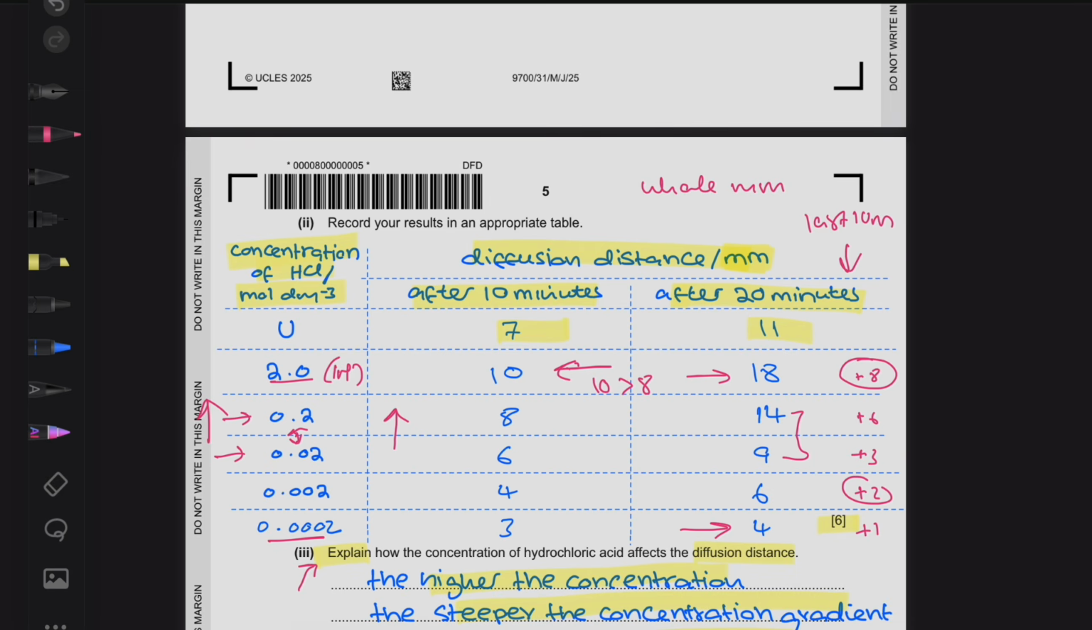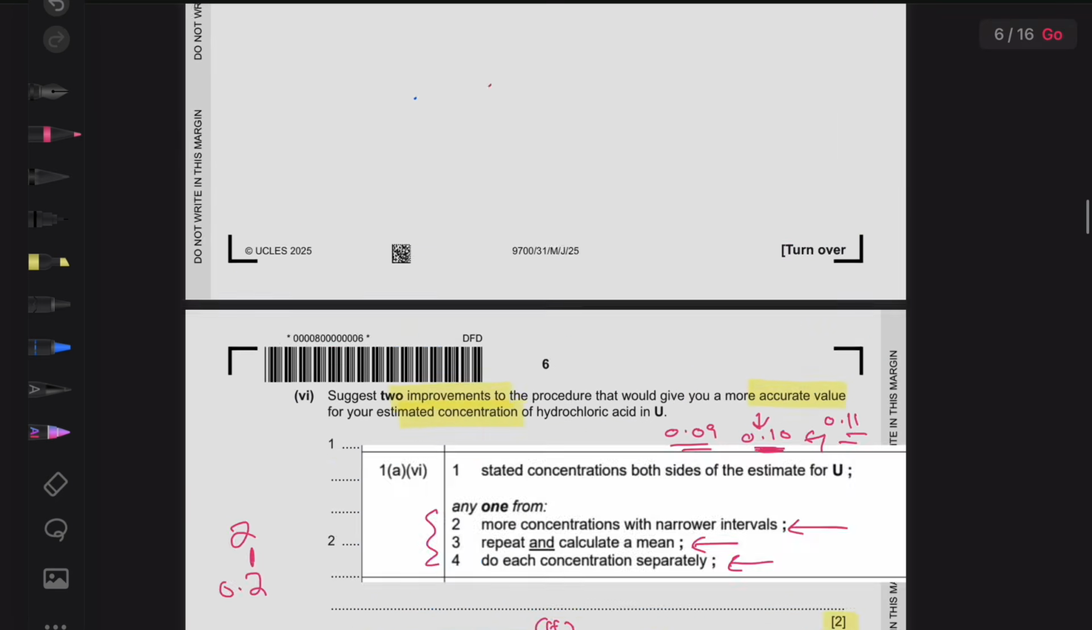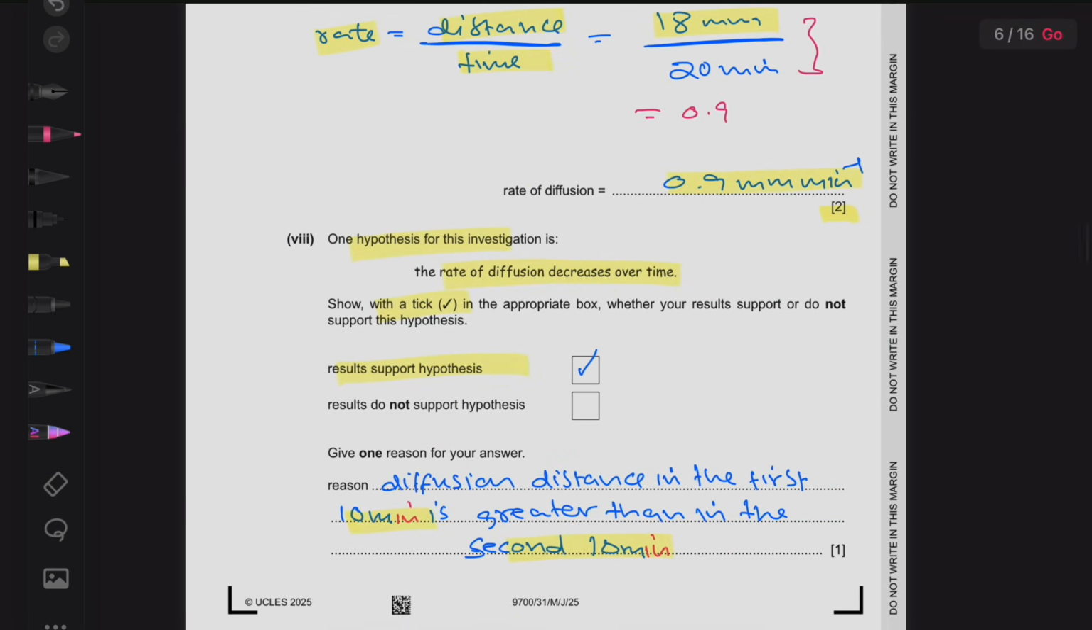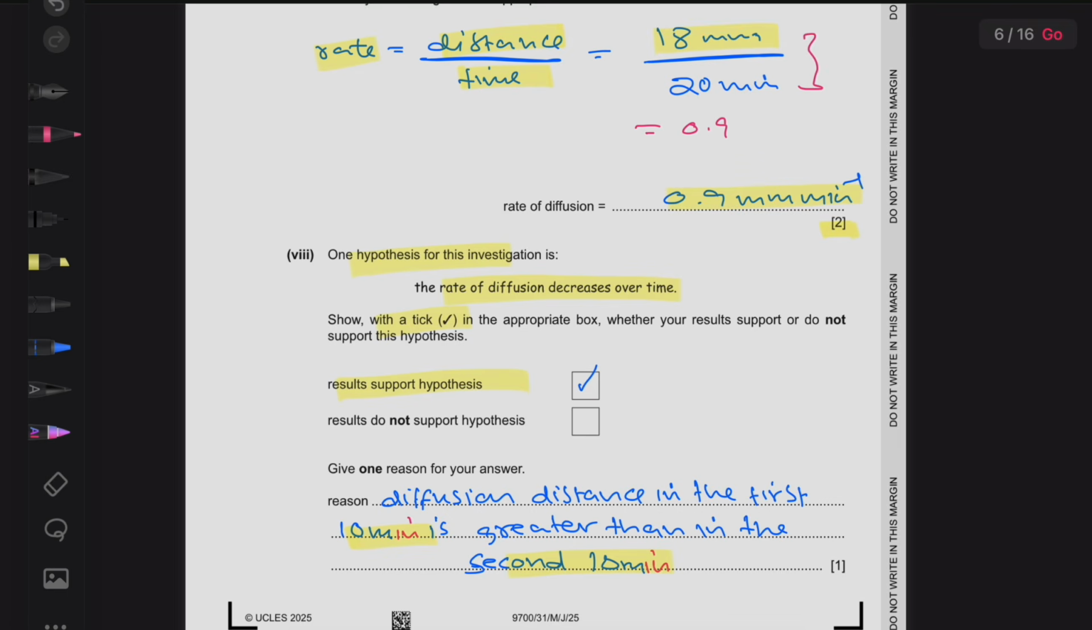So really what's happening is the diffusion distance is still increasing in the last 10 minutes, but at a slower rate. Why might this be? Because obviously the concentration gradient is getting smaller and smaller as more diffusion takes place. The particles are more evenly distributed, less concentrated in a single area. So it makes sense for this to be the case. But yeah, you don't have to have had this answer to get this mark.